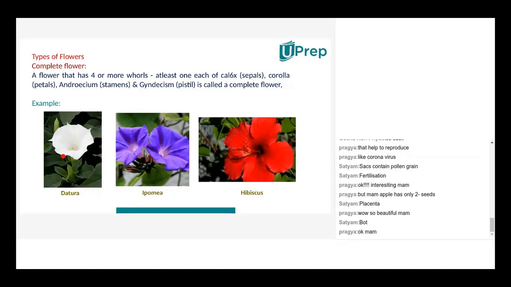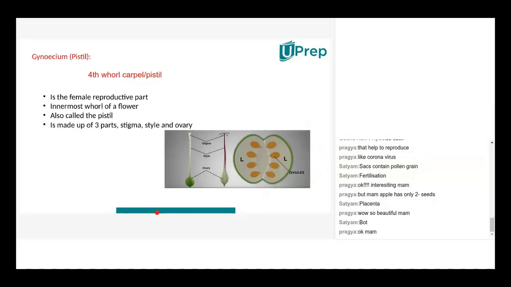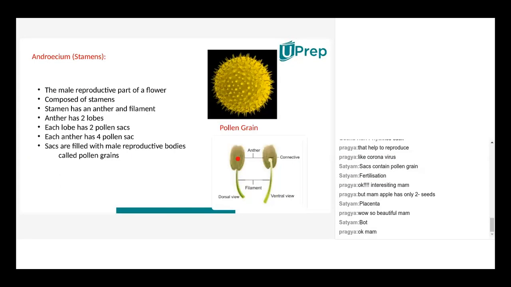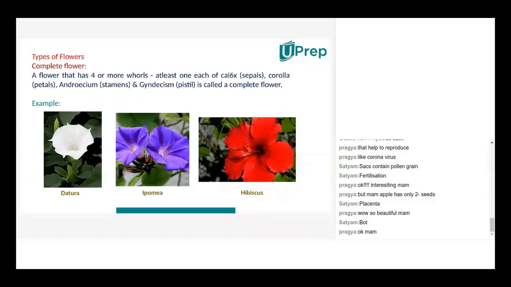What are the examples? Examples of complete flowers are datura, ipomoea, and hibiscus. Please try and find a hibiscus flower and try to do a dissection. It is very easy to do a dissection of a hibiscus flower. In a hibiscus flower, this portion is very clear, and even the anther and the filaments are very clear. You must do the dissection of a hibiscus flower to understand all the four whorls together.